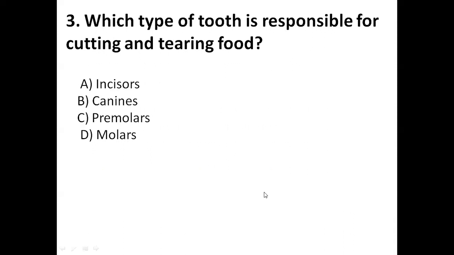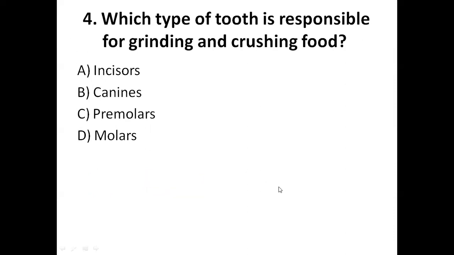Number three, which type of tooth is responsible for cutting and tearing food? A, the incisors, B, canines, C, premolars, and D, molars. So which of these is shaped like a chisel, right, for cutting? So the answer is going to be A, the incisors. They're chisel shaped, so they're good for cutting and tearing food.